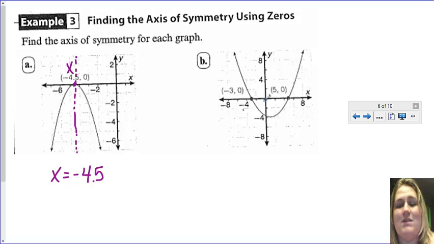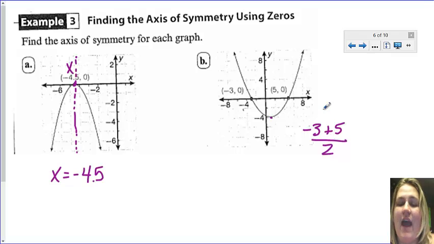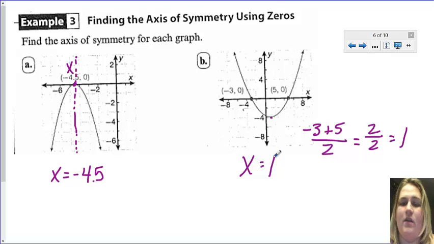On B, that's not as easy. They don't just give us the vertex. It looks like it's about right here, but we can know for sure by averaging. So I'm going to take -3 plus 5, those are my two x values, and then I'm going to divide them by 2, because if I average two numbers, I add and divide by 2. So -3 plus 5 is 2 over 2 equals 1, so it would be x is equal to 1. So, looks like about right here. Okay, there is my axis of symmetry.